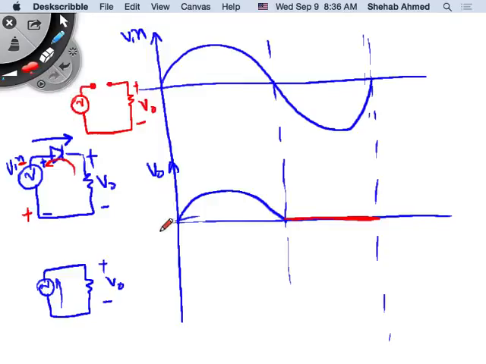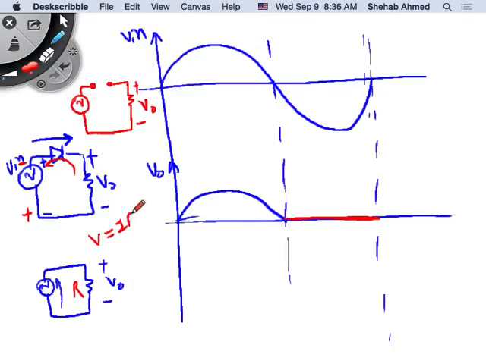No, current in the positive half cycle, assuming this is some R value, what will the shape of the current look like? Just the shape. Why is it a ramp? I have voltage across a resistor. Why will the current look like a ramp?